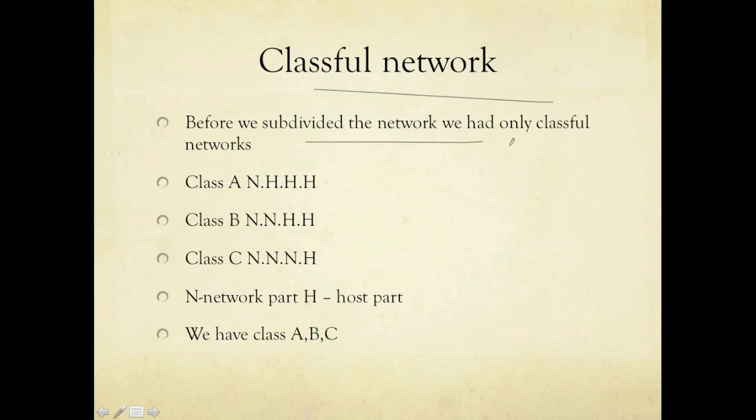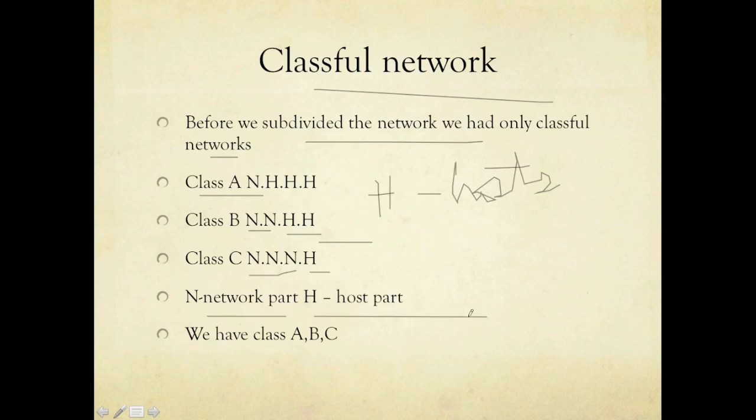Okay, so classful networks. Classful networks are nothing but class A, B, C networks. For example, class A. Before we subdivided the network, we had only classful networks A, B and C. In class A, the first part is the network part, and the H.H.H others change. In class B, the first two, as I already said, and in class C, the first three are going to be the network part.